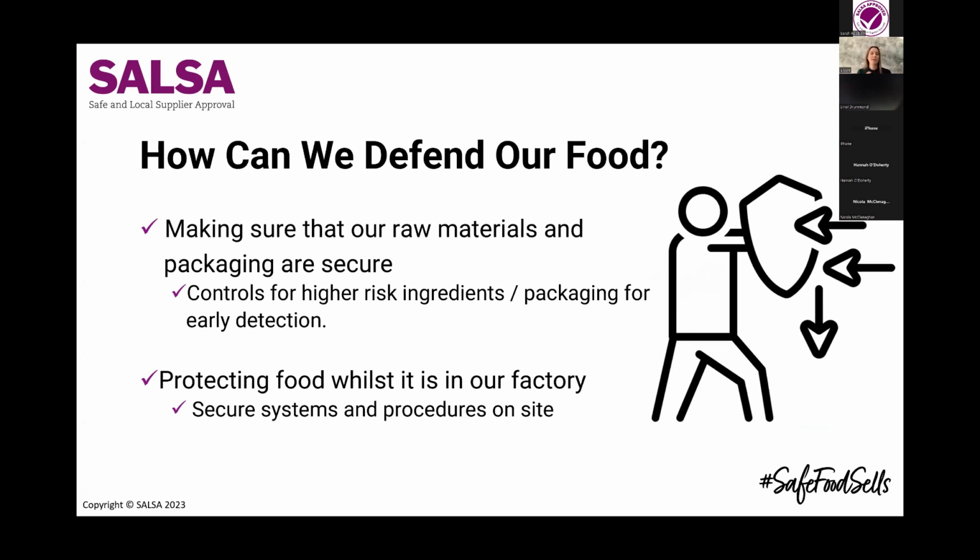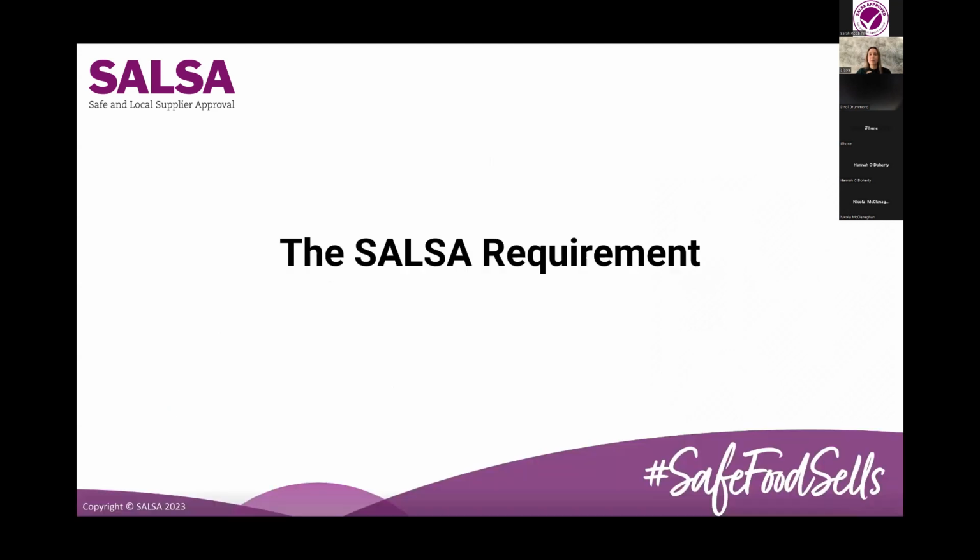So how can we defend our food? It's about making sure that our raw materials and packaging are secure. So have we got controls for higher risk ingredients and packaging, so that we've got this early detection? But it can also happen in your factories as well. So it's about protecting food while it's in our factories and making sure that we've got secure systems and procedures on site. So we're going to look at the Salsa requirements now.